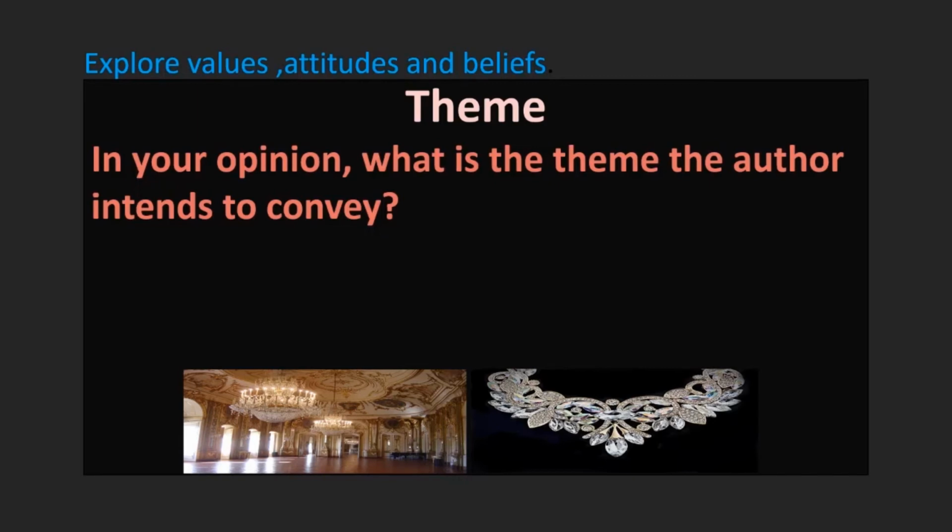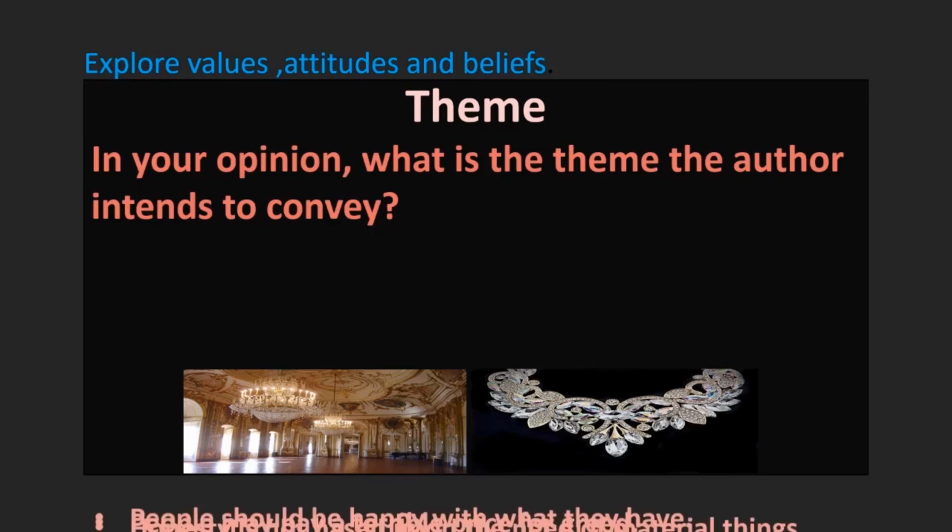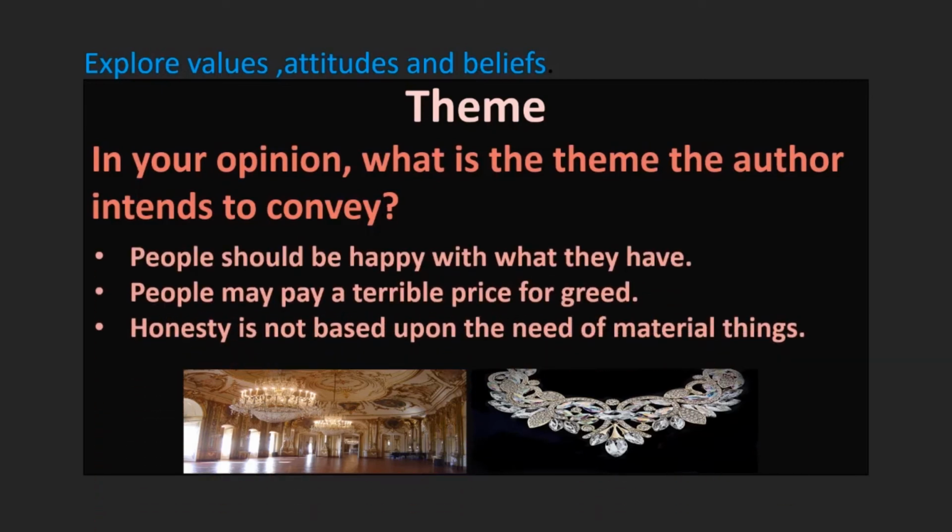Now, children, let's look at the theme. In your opinion, what is the theme the author intends to convey? Just think of it. Yes, these are the themes he discusses in the story. People should be happy with what they have. People may pay a terrible price for greed. Honesty is not based upon the need of material things.